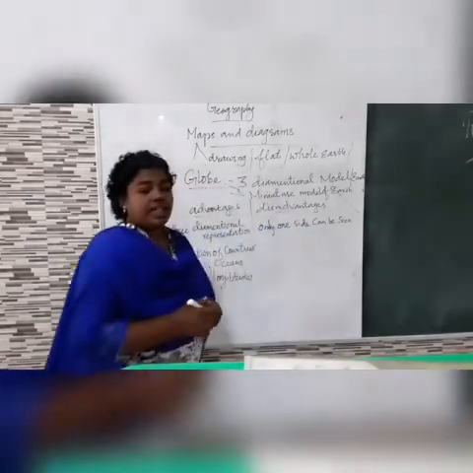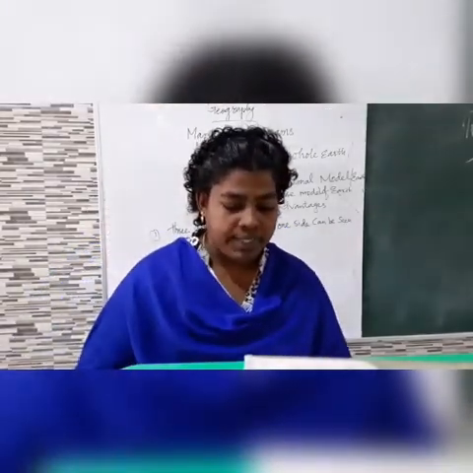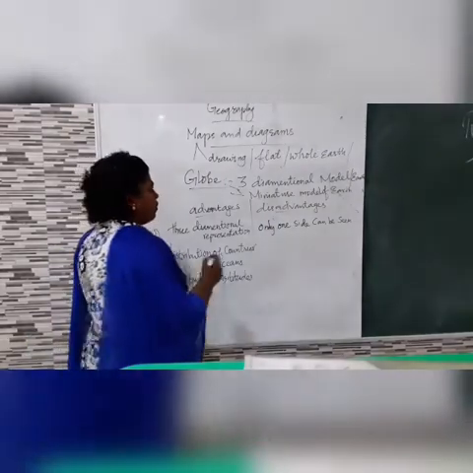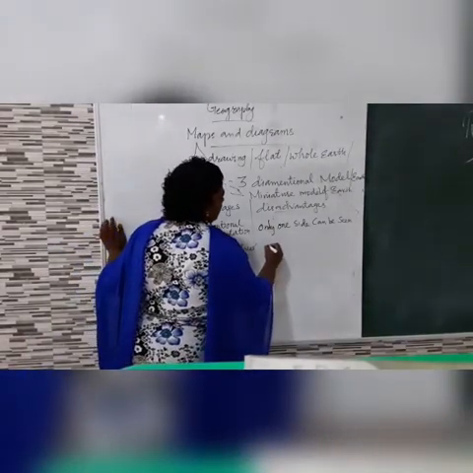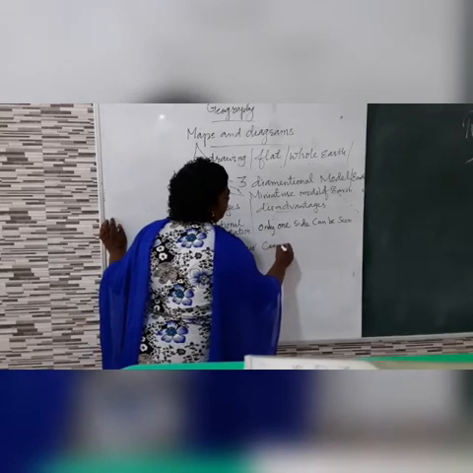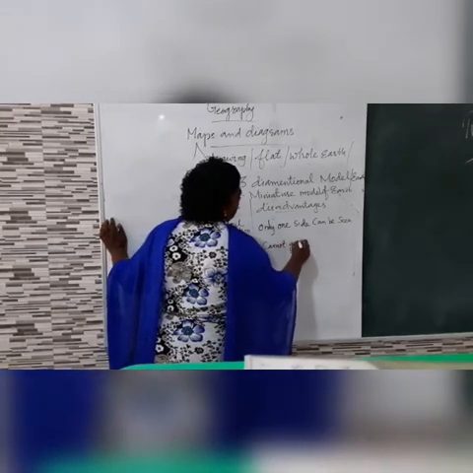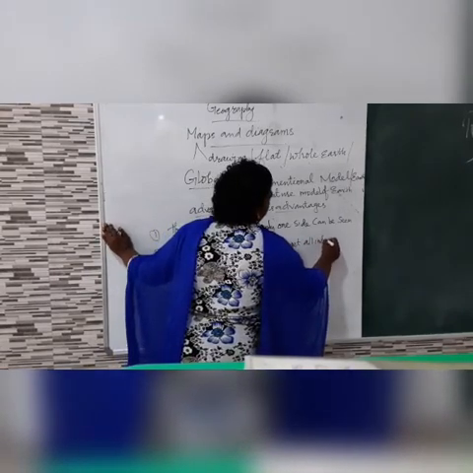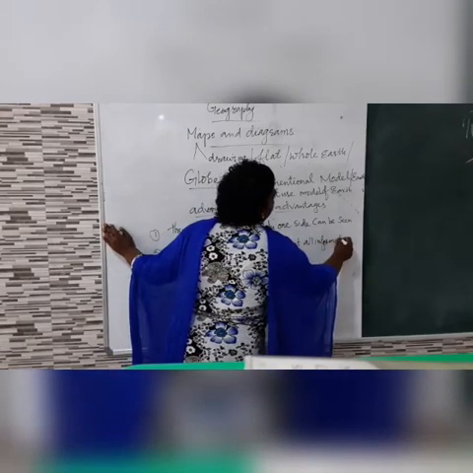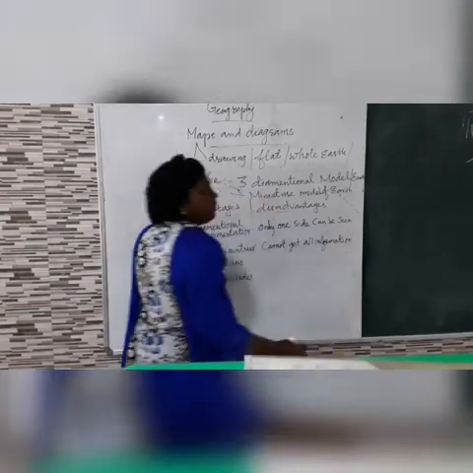And what is the next disadvantage? All details cannot be shown on a globe. Like drawing of a map, we cannot get all information. Whereas in the map, we can get detailed information of places.